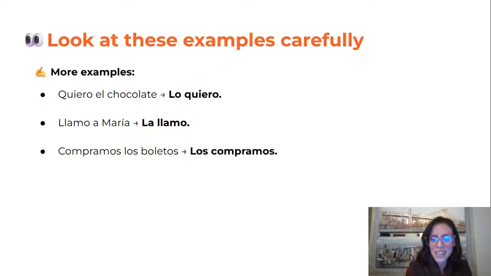Let's see if you guys in the chat now. Los replaces the tickets. Los boletos, the tickets. Los compramos. So before the arrow, we have we buy or we bought the tickets. Nosotros compramos los boletos. After the arrow, we have we buy them or we bought them. That's what los stands for. That's what los means. Okay.